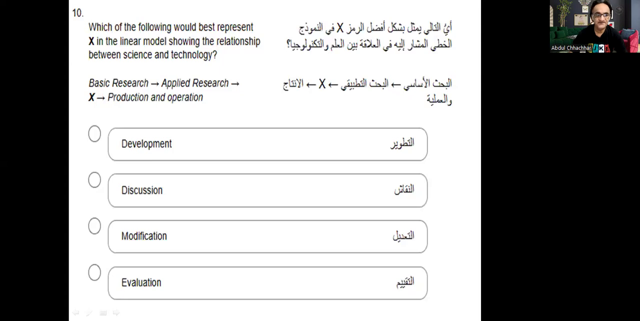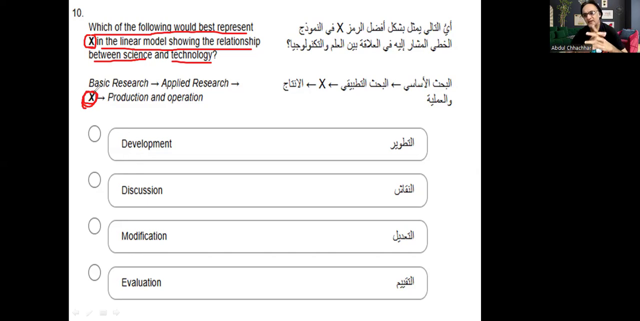This is a really interesting question, and let me share the question first. This is the question, and it's talking about research. Which of the following would best represent X in the linear model showing the relationship between science and technology? So X is the missing factor or missing step in this linear process, or in the linear model.